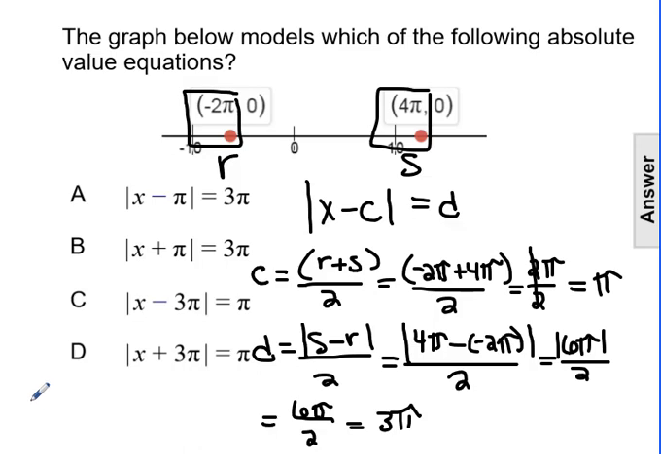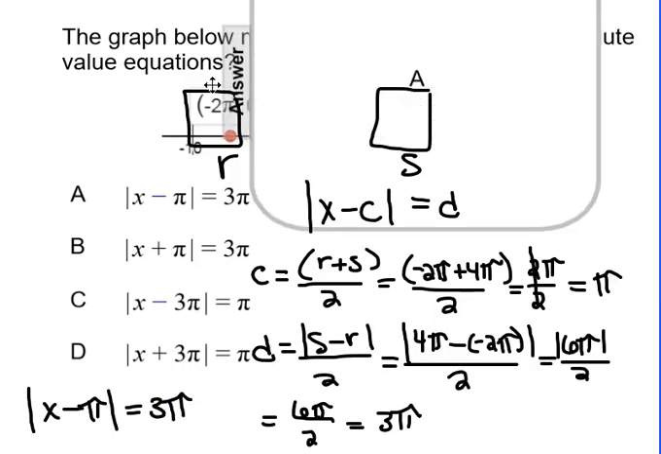So if we input that into our format, we have absolute value of x minus pi is equal to 3 pi, which matches up with answer choice A.